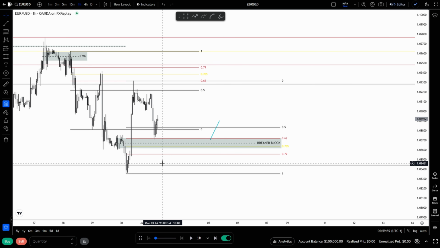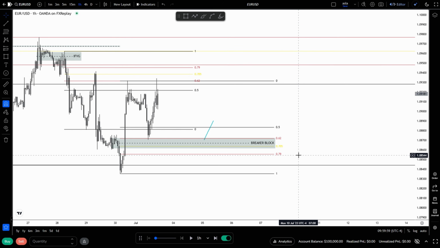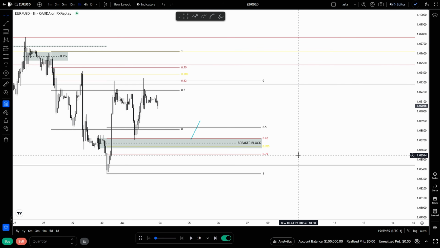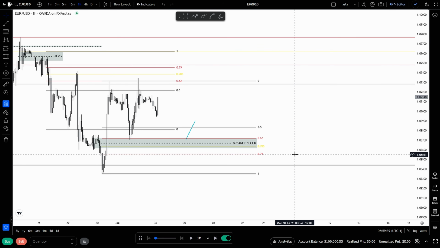If we watch the chart, we can see that price does come back down into that zone, and when it does, we get a very clean reaction. Price reacts nicely from the combination of the breaker block and the OTE zone, showing exactly how powerful it can be when multiple PD arrays align in the same area.